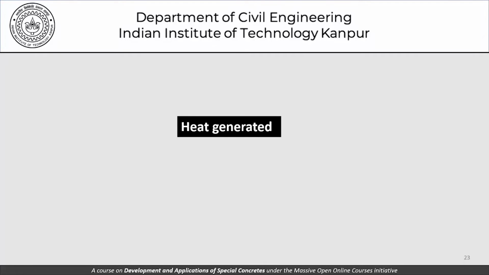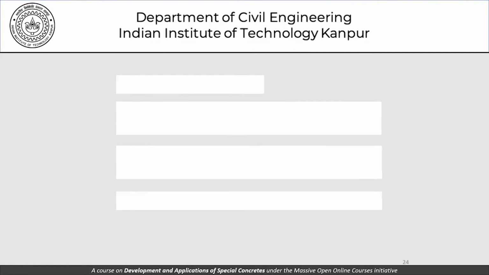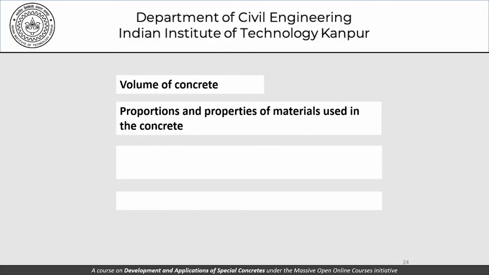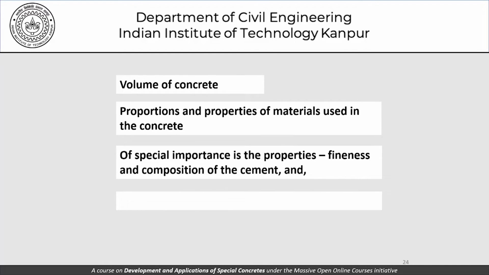Coming to the first part of it, that is heat generated. One factor is the volume of concrete. The next is proportions and properties of materials used in the concrete. It's not only cement, but cement is the principal player. Of special importance is the properties, that is fineness and composition of the cement, and the amount of cement, of course. That's what it is, unit cement content. These are the principal players that determine the amount of heat that is going to be generated.